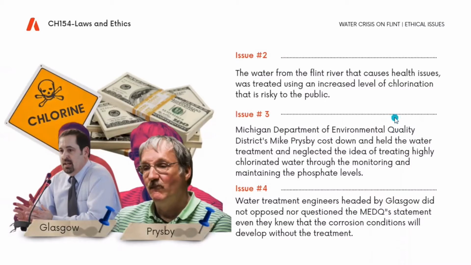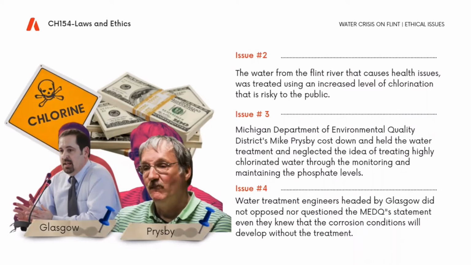One of the possible treatments of this highly chlorinated water was the addition and maintaining of phosphate levels, but the Michigan Department of Environmental Quality District's Mike Presby cut down and helped the water treatment and neglected the idea of treating highly chlorinated water through monitoring and maintaining the phosphate levels, and even labeled it as an unnecessary treatment. But the water treatment engineers did not oppose nor question the said statement, even if they knew that this treatment could possibly prevent the development of corrosive conditions.